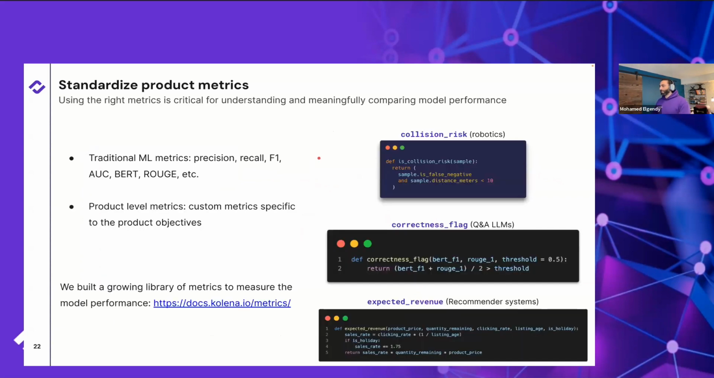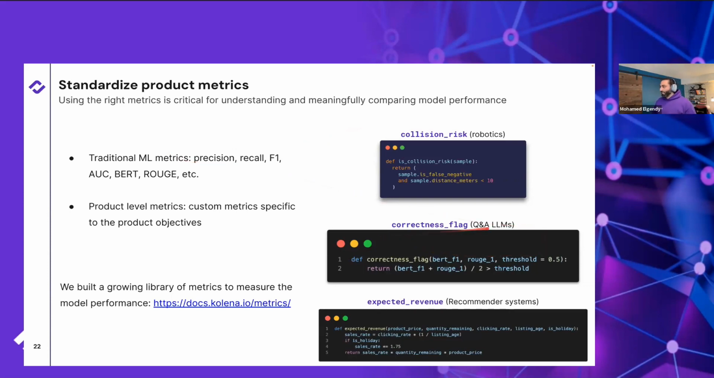Now, the third thing we want to standardize is the product metrics. Think about this, we're thinking about standardizing product quality, all of it. So the metric of pass or fail is something we need to standardize. And we looked at the earlier example, we looked at the correctness flag. So instead of looking at the traditional ML metrics, precision, recall, ROUGE, and others, which in many cases are misleading, a better or more accurate approach to build a product that you can trust is to build some logic or some metric specific to the goals of this product.